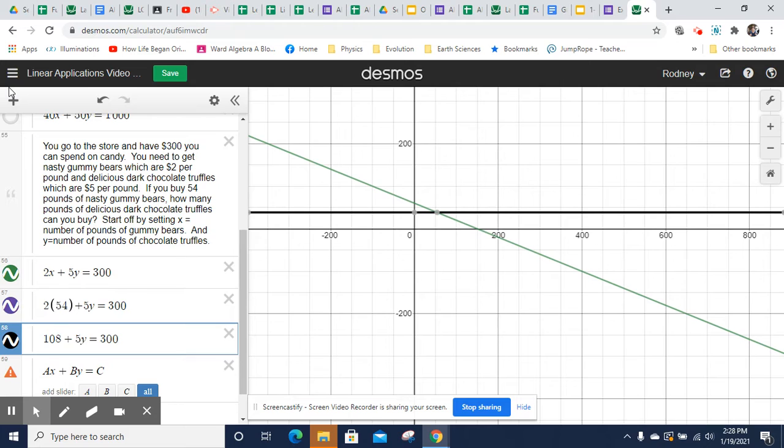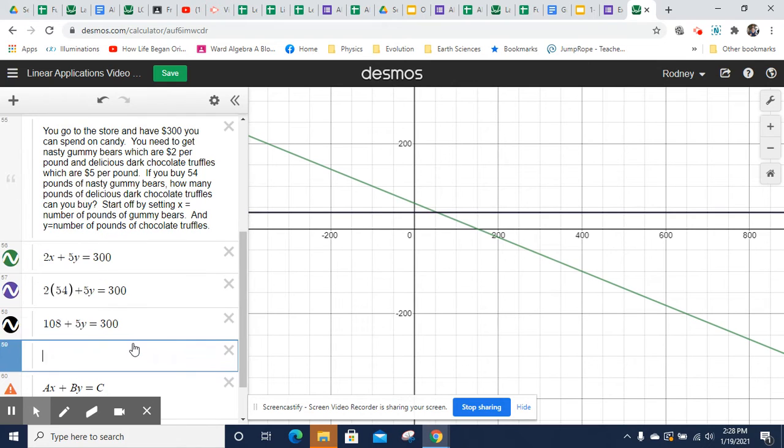equals 300. And you might see it's making this horizontal line. This horizontal line is actually telling you what y would be, 38.4 pounds. But let's go ahead and use our algebra tools to solve it. We subtract 108 from both sides. This 108 goes away, and we're left with 5y equals 300 minus 108, which is going to be 200.